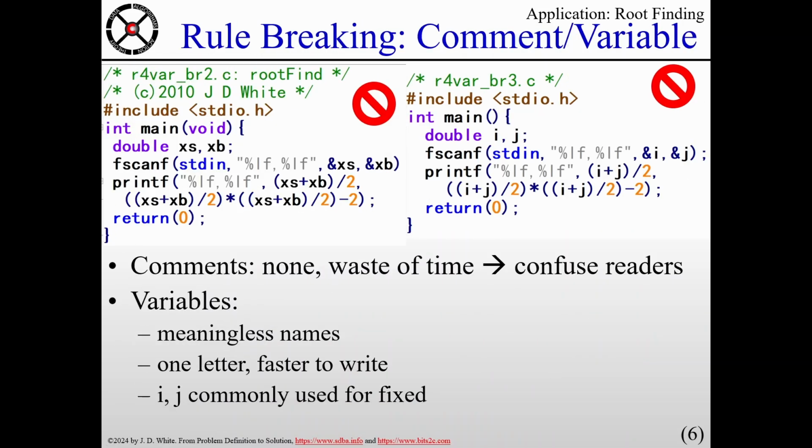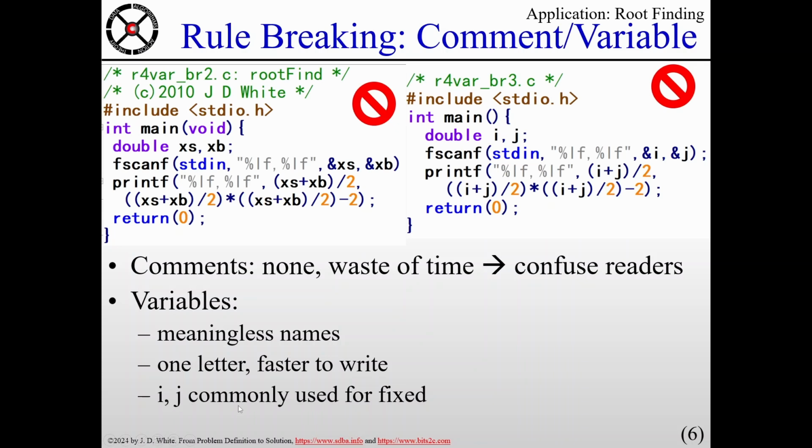Okay, next rule breaking. Let's skip comments. They're a waste of time. Okay, let's confuse the readers. Forget about comments. Don't tell the person what this program is supposed to be doing. Skip the comments. Variables: XS, XB, why bother? Just call them I and J. Just meaningless names for the variables. Call them anything you want. One letter is faster to write, right? Just typing any letter. And I'm using I and J.